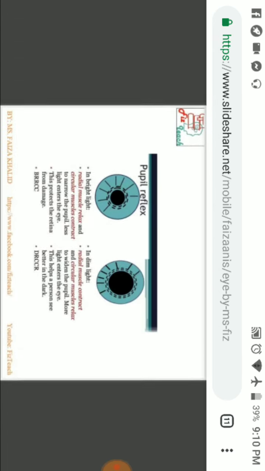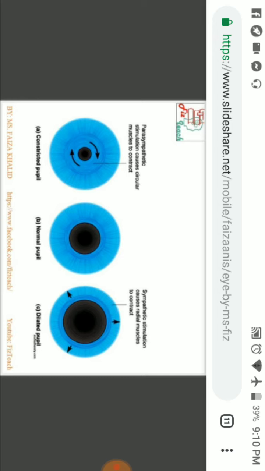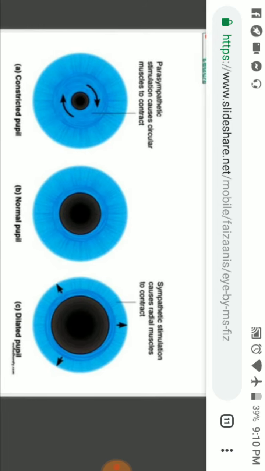Next up we have the same situation, but I think the diagram is better in terms of animation. Anyways, so a constricted pupil is there. Parasympathetic stimulation causes circular muscles to contract, and sympathetic stimulation causes radial muscles to contract.